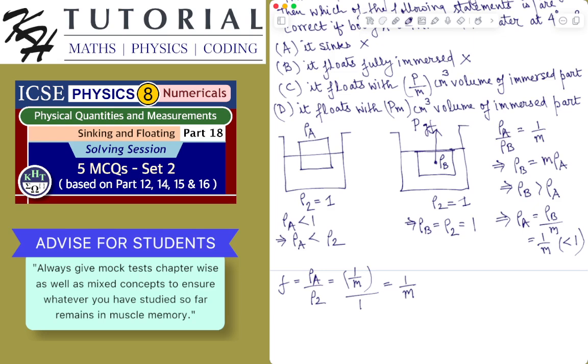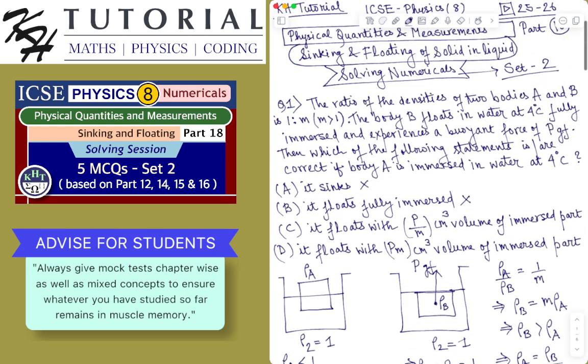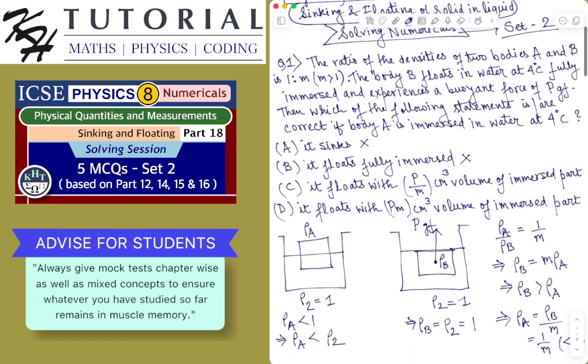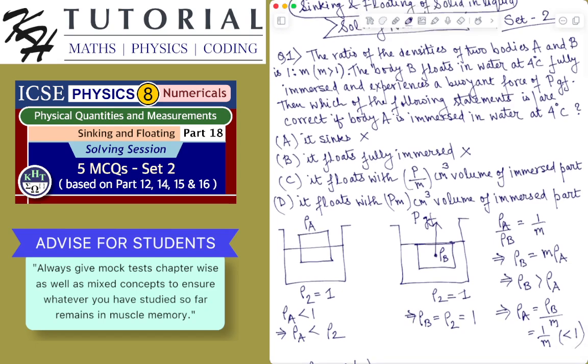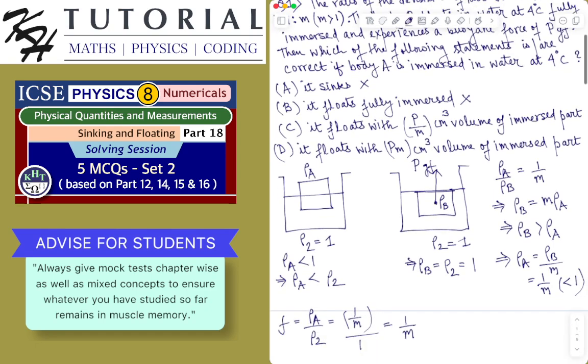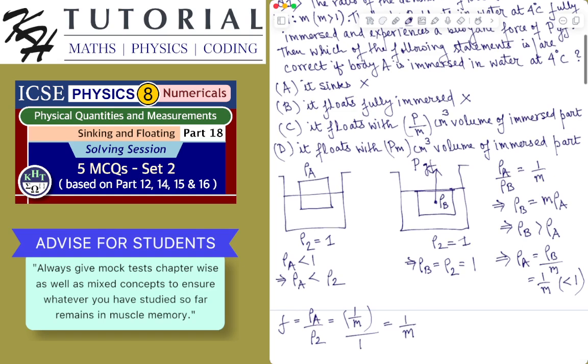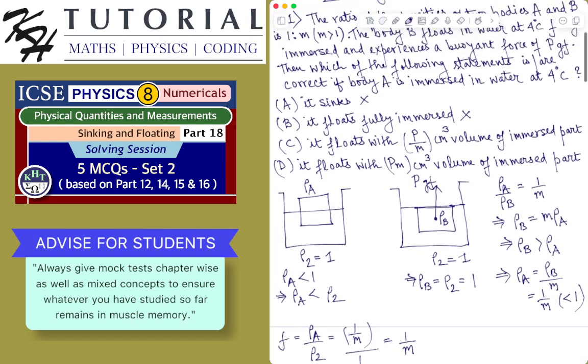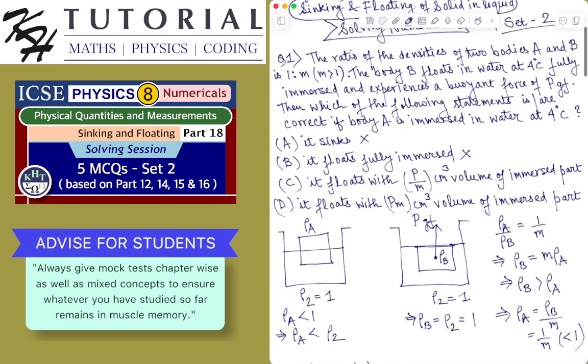How do we know the volume? Choice C is saying it floats with P by M centimeter cube volume of immersed part. We know that the fraction of the body A immersed in the liquid is 1 by M. But to know exactly the volume of the immersed part, we need to know the volume of the body A. How do we know the volume of the body A?